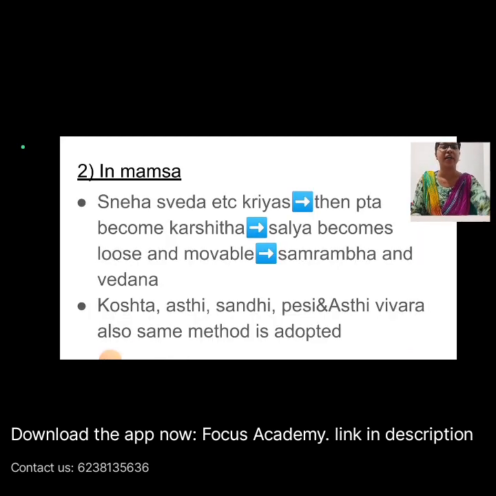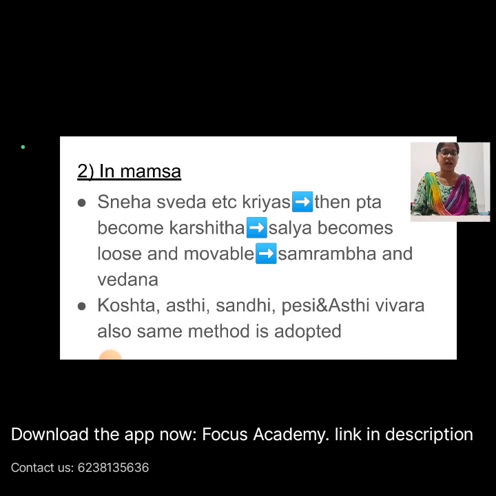Okay. And the next is if in Mamsa, how can we assess? In Mamsa, the procedure is Sneha Swedhadi Kriya should be done. Sneha Swedhadi Kriya means Panchakarma procedure is done to the patient. And after the application of Panchakarma, what will happen to the patient? The patient becomes Karshida, means he will become emaciated. So, after the patient becomes emaciated, the Shalya becomes a little bit loose and movable. So by this movement of Shalya, Samramba and Vedana will occur. By Samramba and Vedana, we can assume the presence of Shalya here.